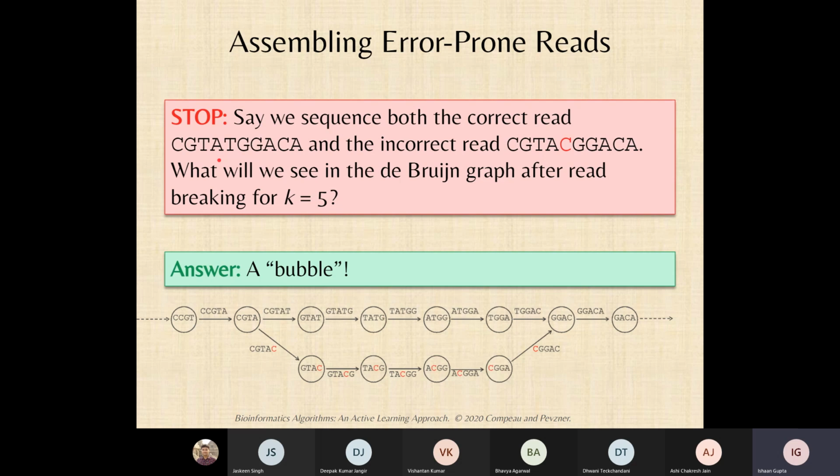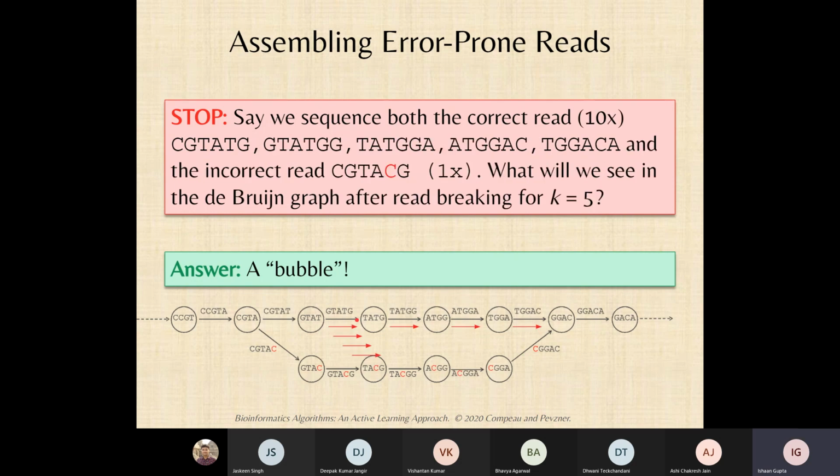So it is 100% certain that the same fragment is going to be sequenced multiple times. When that happens, the correct path is going to have more k-mers. There are going to be more nodes on the correct path, and more of these edges in the correct path than in the incorrect path. So in a proper De Bruijn graph, you are going to have multiplicities being shown.